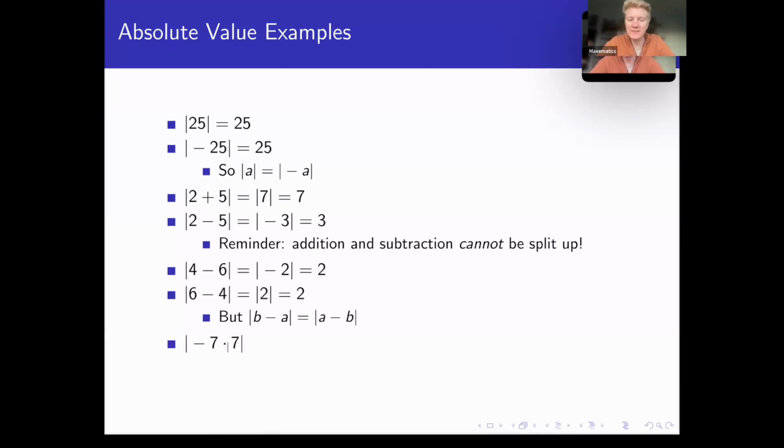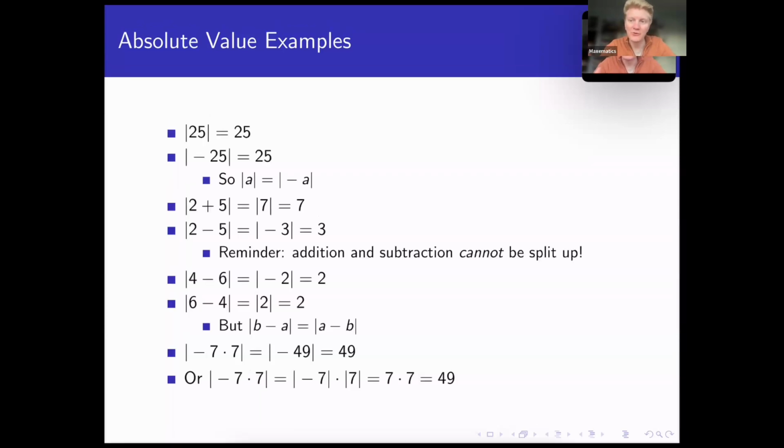Absolute value of negative 7 times 7. Well, negative 7 times 7 is negative 49, and the absolute value of negative 49 is 49. What we could also have done is say that this is multiplication. We are allowed to split up multiplication, so we can split this up as absolute value of negative 7 times the absolute value of 7. The absolute value of negative 7 is 7. The absolute value of 7 is 7. 7 times 7 is also 49. So some proof as to why we're allowed to split up multiplication.